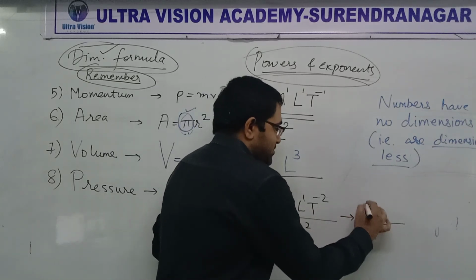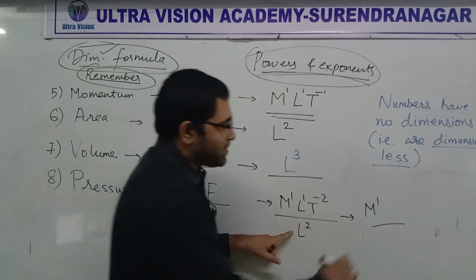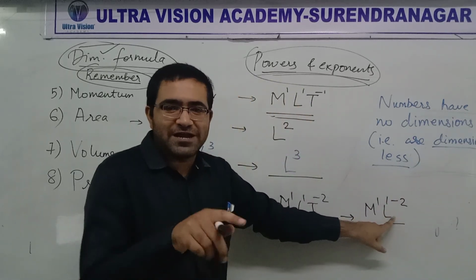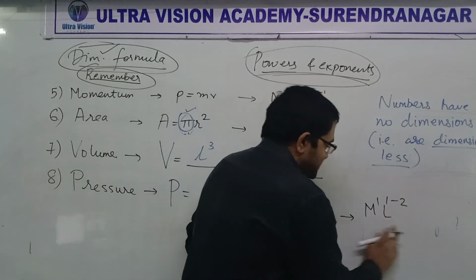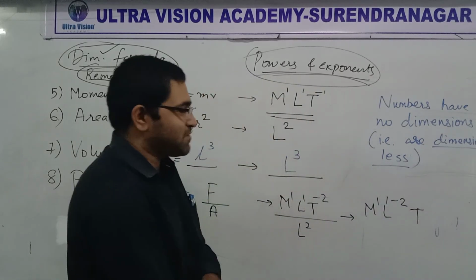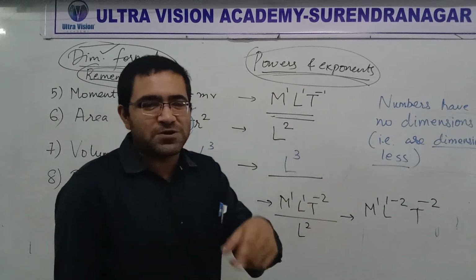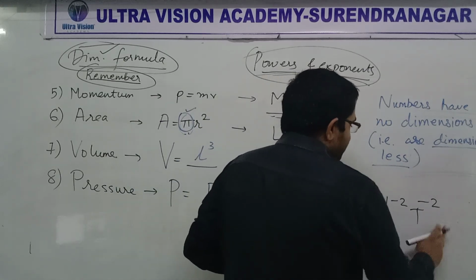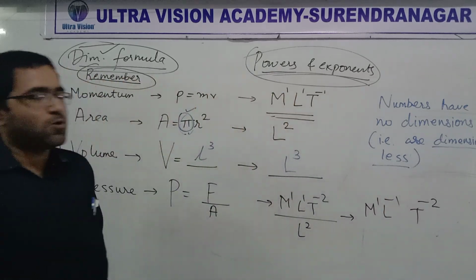So mass, no change, M raised to 1. Now here, L raised to 1 upon L raised to 2. When you divide, the powers are subtracted. I'm sure you learned that in your basic assignment. That's the reason why we need to know all that. So M raised to 1, L raised to 1 minus 2, T raised to minus 2. So ultimately, what's the final answer?